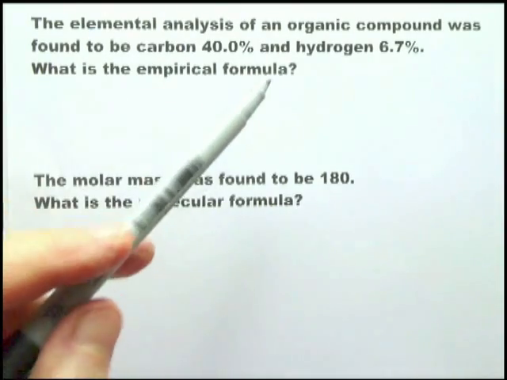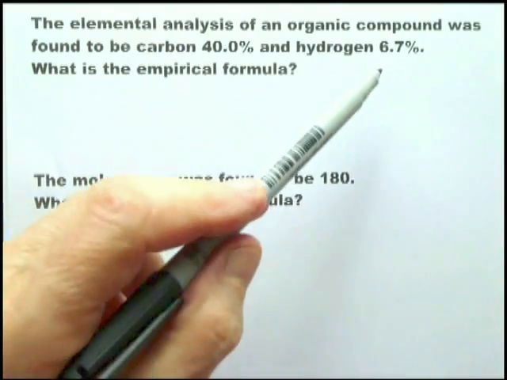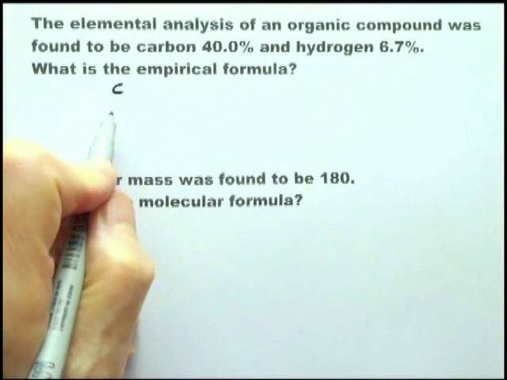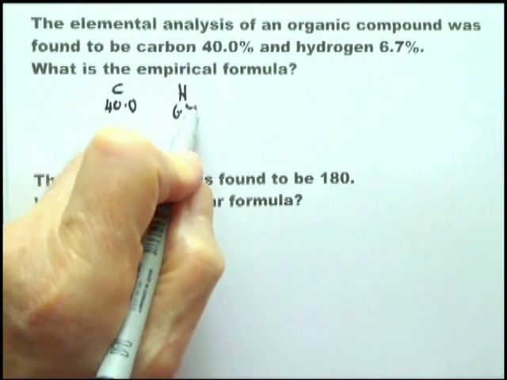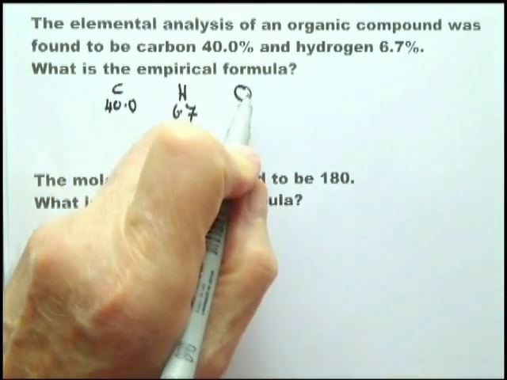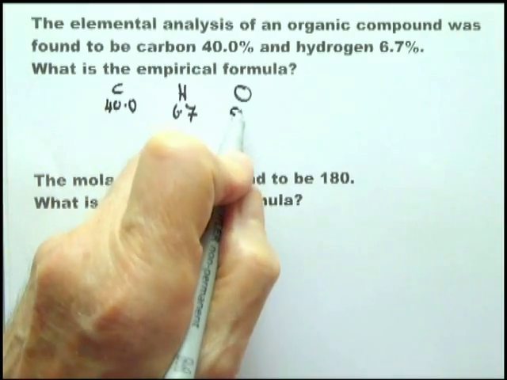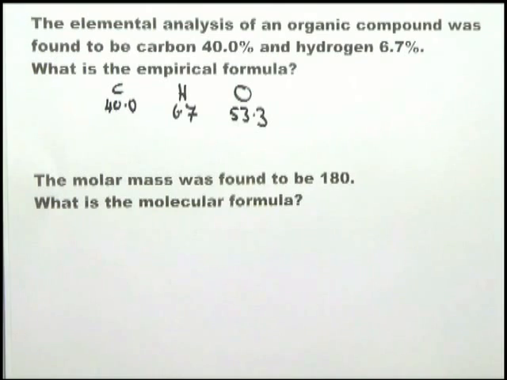The first thing to notice is that you're told it's an organic compound, and you're also told that the percentage of carbon is 40% and the percentage of hydrogen is 6.7%. You can assume, and usually it's actually told you, that the rest of the material is oxygen. So write down the carbon, 40.0, the hydrogen, 6.7, and the rest must be oxygen. You add those two up, subtract from 100, and you get 53.3. As I said, usually you're told that the rest is oxygen.